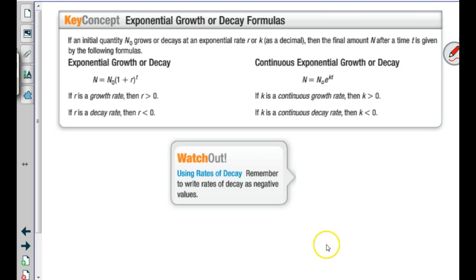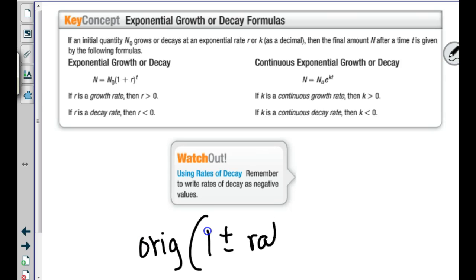All right, exponential growth or decay. Back when I taught this in Algebra 1, I wrote original equals 1 plus or minus some rate to the time. Does that look familiar? What makes it plus versus minus? Is it increasing or decreasing, right? And then the rate has to be a decimal, so if it's 6%, you've got to put 0.06 in there.